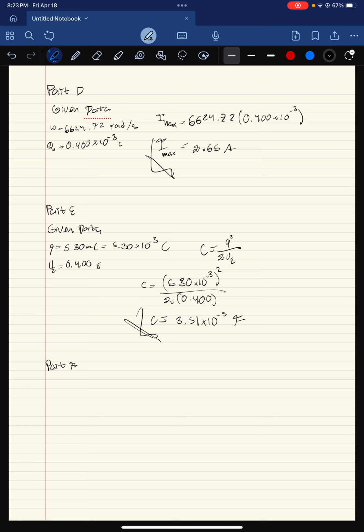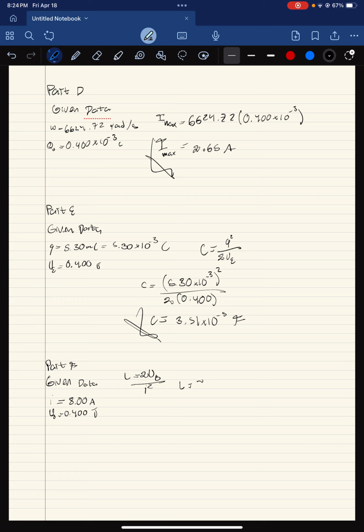So for part F, find the inductance. To find the inductance, we already have the amperes and the joules. That's the given data that we need for finding the inductance. And the joules is 0.400. To find inductance, the formula that we use is this one. So multiply 2 times the joules and then divide by the amperes squared, right?